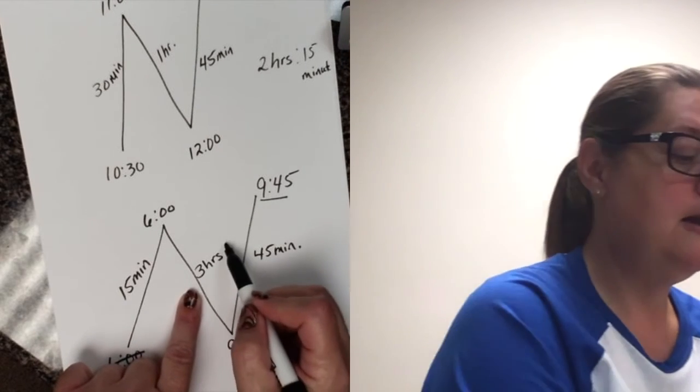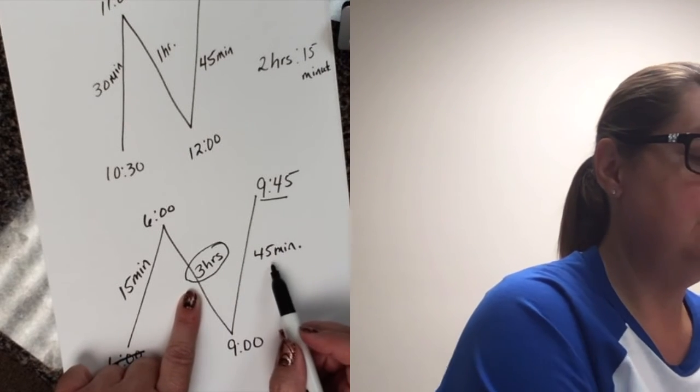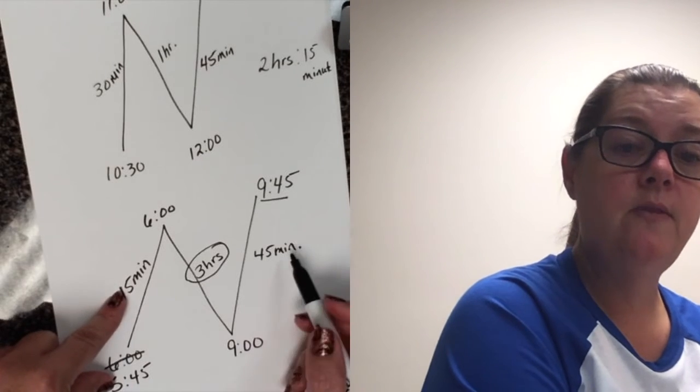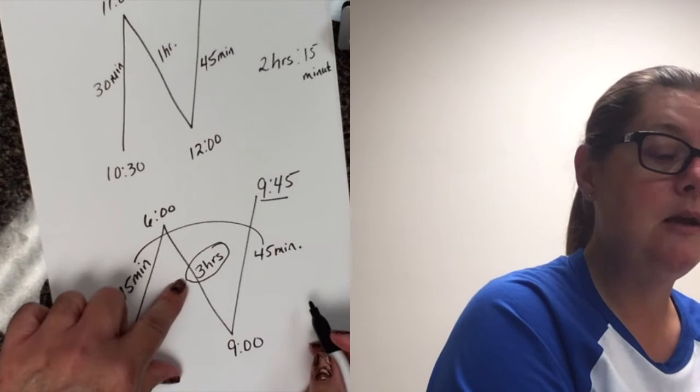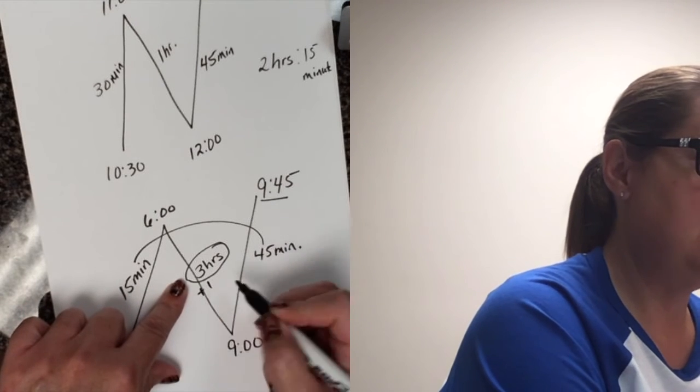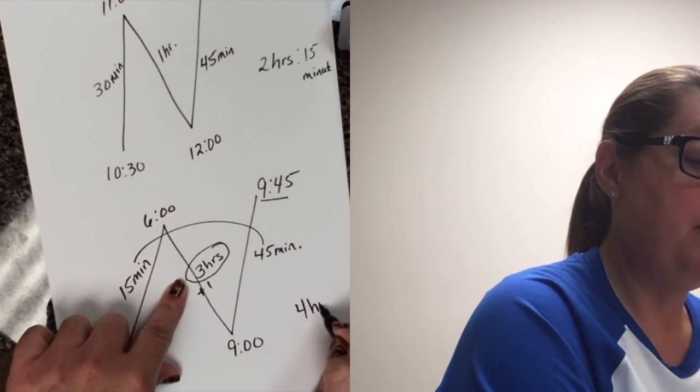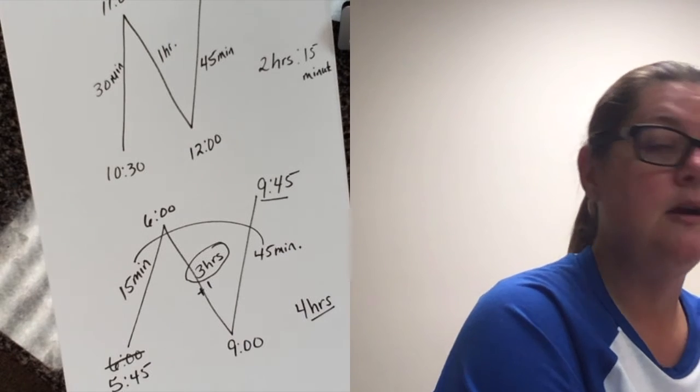For my students, I know it's 3 hours, 45 minutes, another 15 minutes. If I add these two together, they make 60, which is another hour, and I get to add that hour, so I am paying her for 4 hours of work.